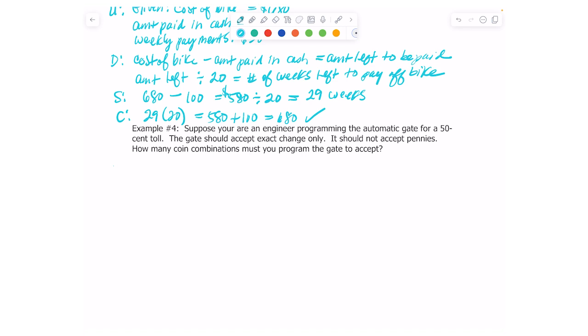Okay, let's understand the problem first. So what do they give me here? They tell me that the total change always has to be 50 cents, right? It accepts exact change only.